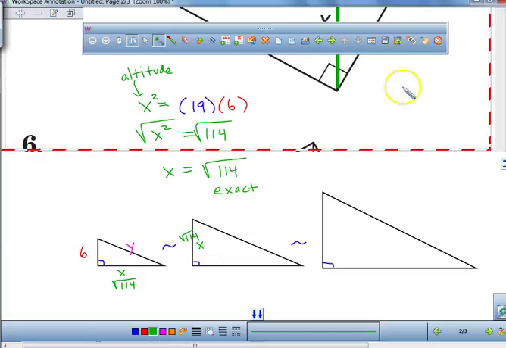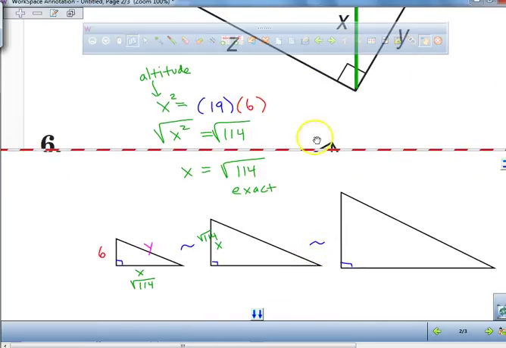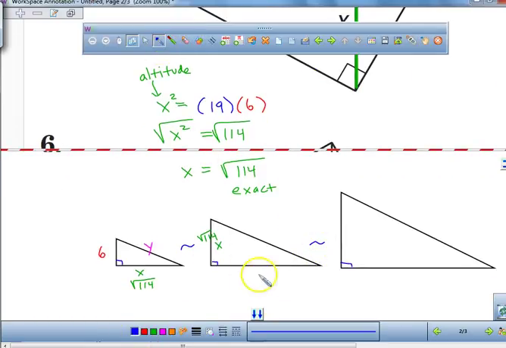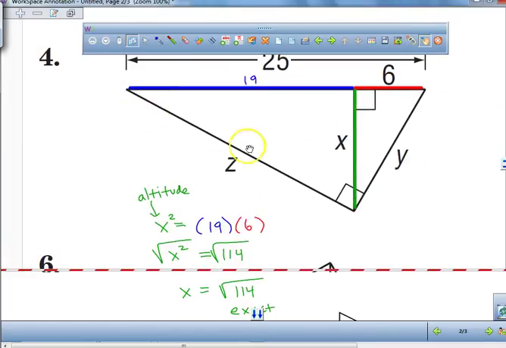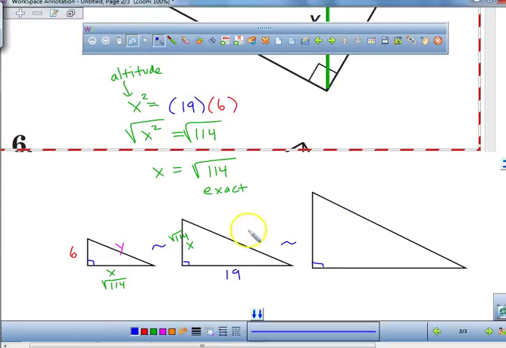That's what we put. What's our medium side? What's our medium distance? 19. Very good. So I'm going to put the 19 right here. Okay. And then our longest side, which is the hypotenuse of the medium triangle, that's going to be z. So I'm going to put z right here. So here's z right there.